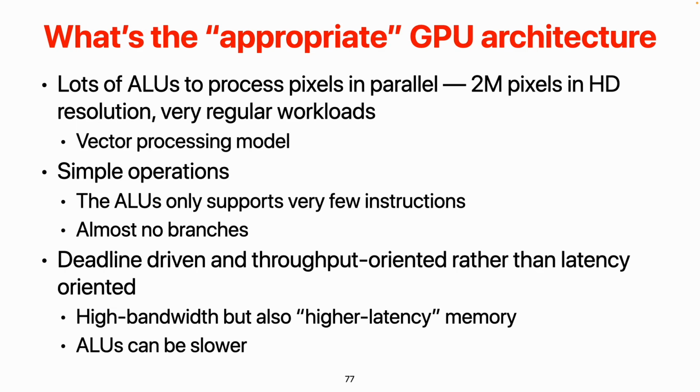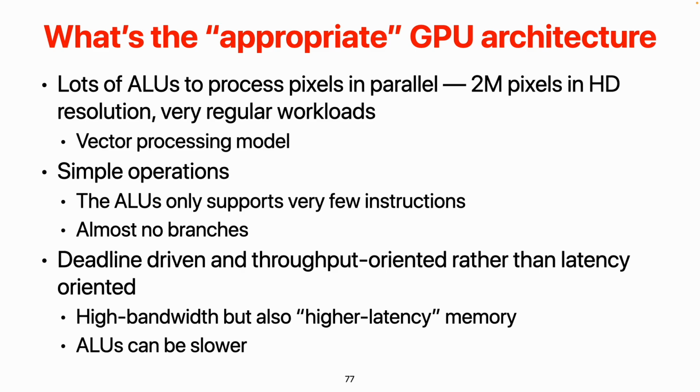So what is an appropriate GPU architecture? First of all, you need a vector processing model, like those vector architectures that we introduced. Simple ALU operations: your ALU can only support very few instructions, almost no branches. And it's deadline driven, throughput oriented. So you can make your ALUs really slow, and we need a lot of them. Sounds like a good thing to implement in the dark silicon era.